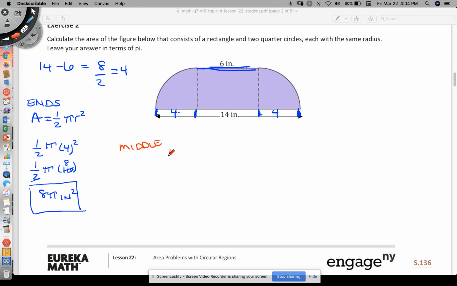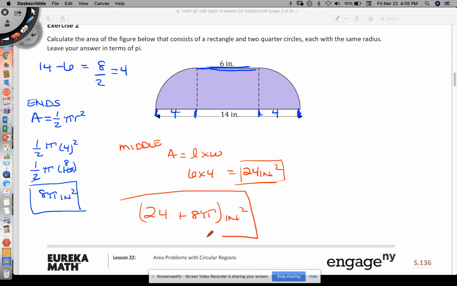The rectangle is going to be area equals length times width. So that's going to be 6 times 4, which gives me 24 inches squared. So there's my second answer. If I put this all together, I wind up with 24 plus 8 pi, all of that, inches squared. So that's my final answer.